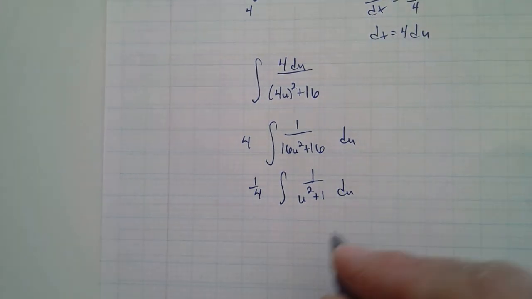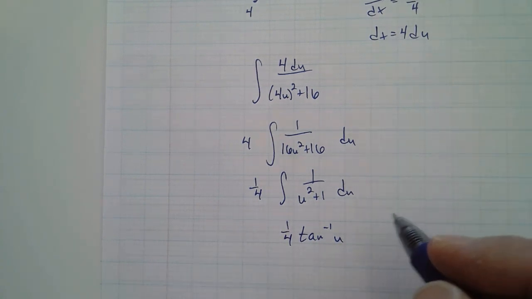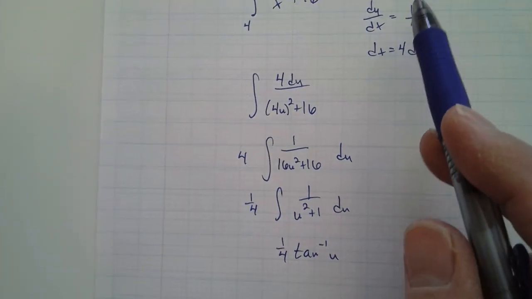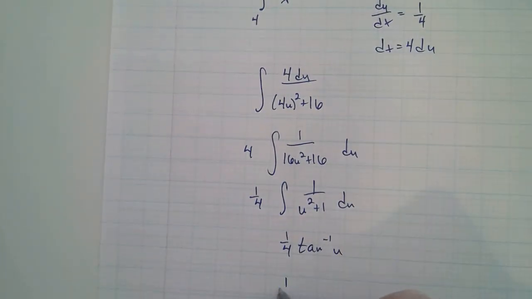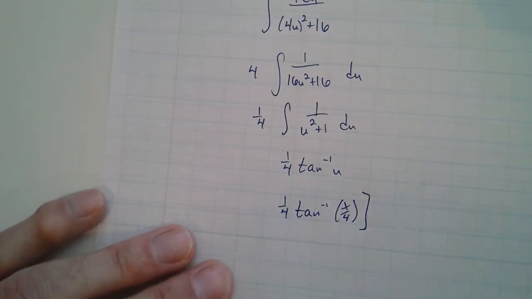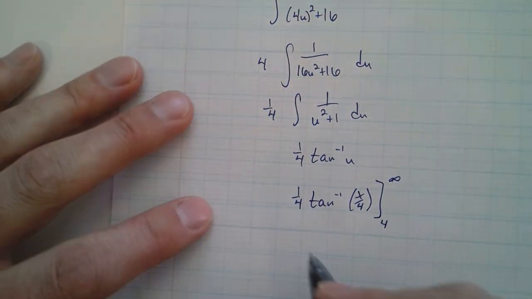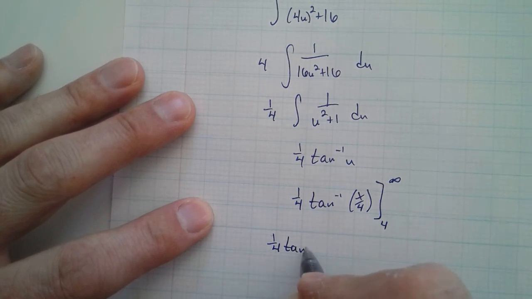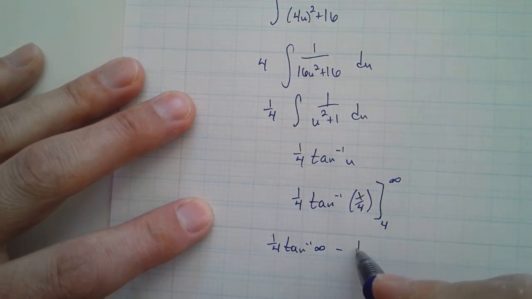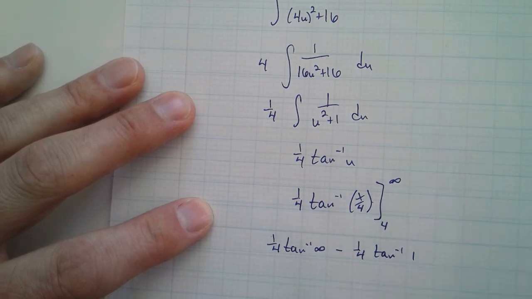And that, Carl tells us, is inverse tangent. And our u is x over 4. And we're going from 4 to infinity. All right. So dropping in the infinity, 1/4 inverse tangent of infinity over 4, which is infinity, minus 1/4 inverse tangent of, dropping in the 4, we get 1.